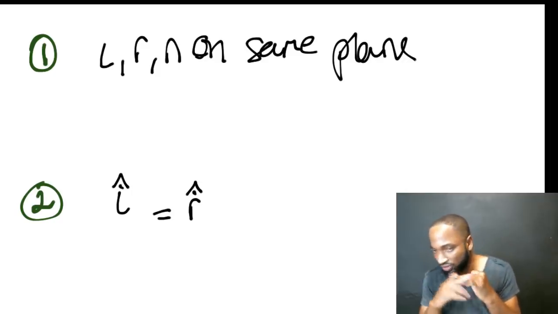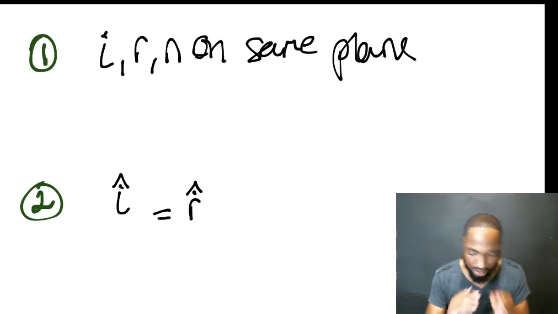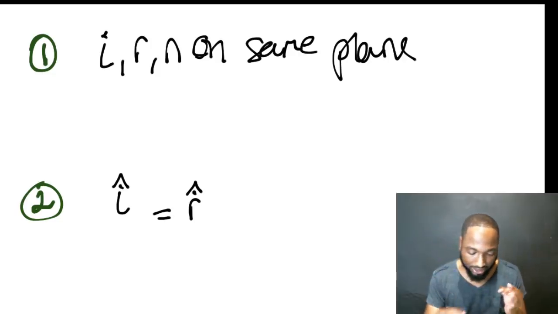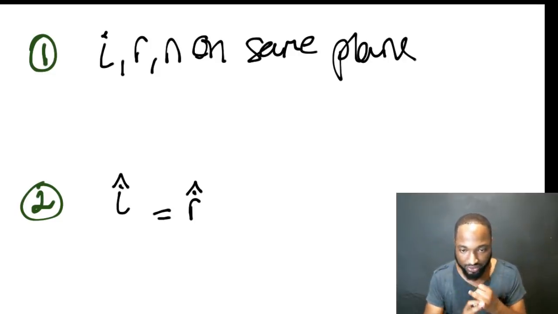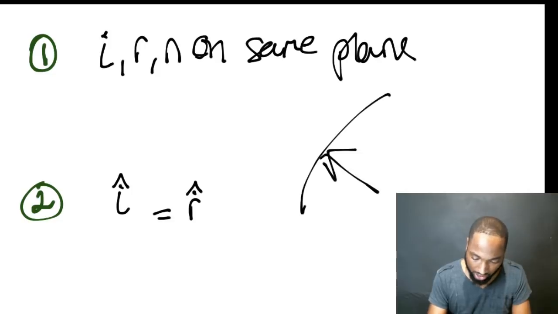The first law of reflection states that the incident ray, the reflected ray, and the normal lie on the same plane. And the second law says the angle of incidence is equal to the angle of reflection. I said refraction earlier, I meant reflection. Alright, so these are the laws. So we have that down there.